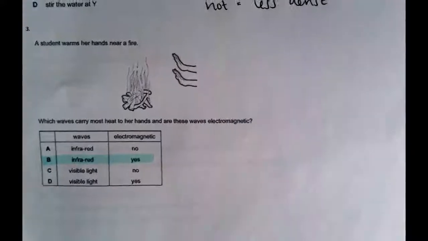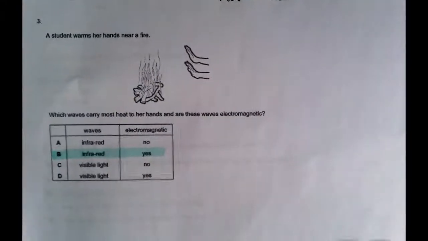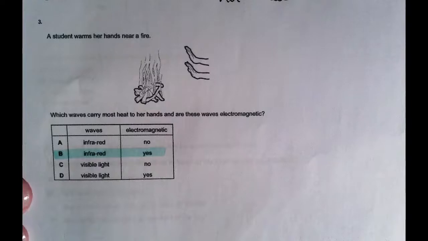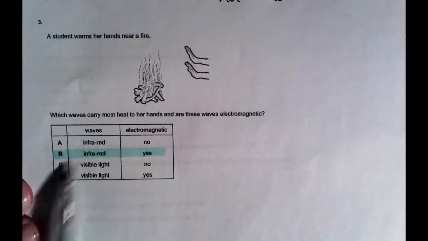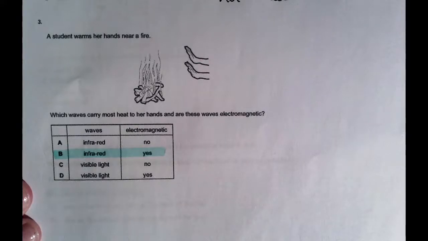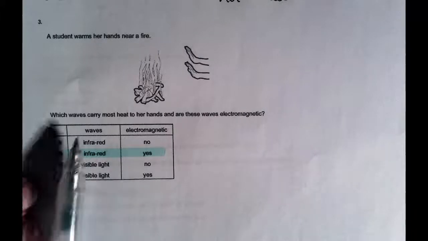Okay, number 3, sorry if that was noisy. Again, we've got a fire. Which waves carry the most heat to her hands, and are they electromagnetic? This is just a basic memory one. Okay, now we know that a fire does emit visible light, okay, but visible light isn't really the wave that gives us the most energy as heat. Okay, that's infrared. So it's definitely A or B.